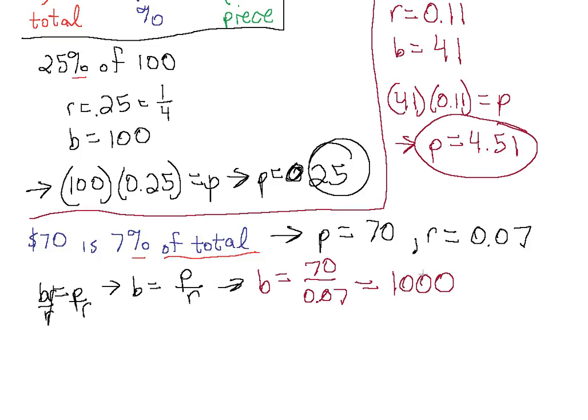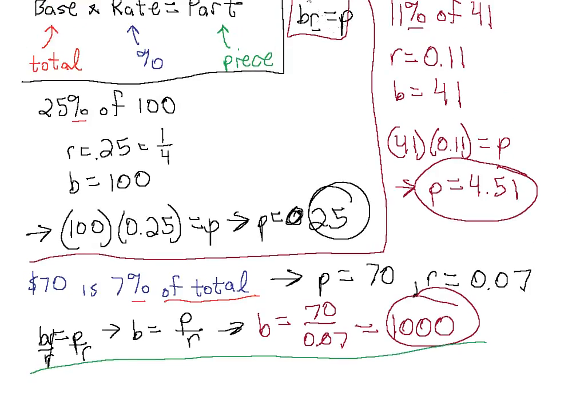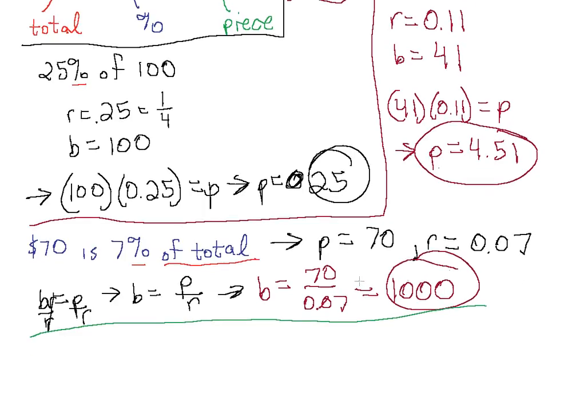$70 is 7% of 1,000. Okay? So our percent equation, you can see it's a little versatile. If we're given two pieces of information, we can manipulate our equation to solve for our unknown, whatever we're wanting to find out. Let's go ahead and do another one.